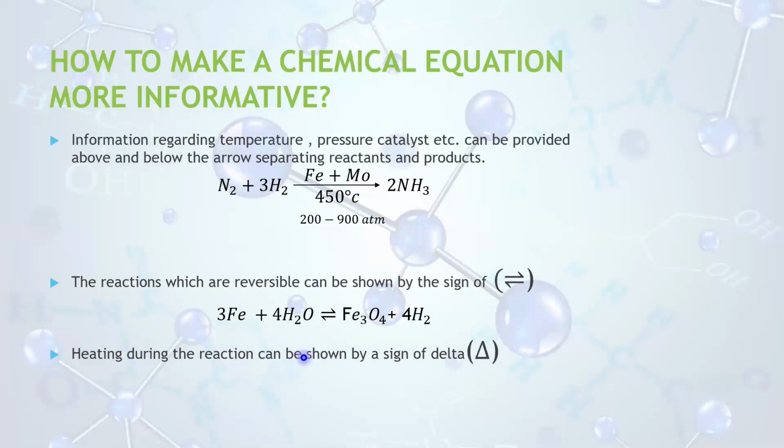Heating during the reaction can be shown by a sign of delta. If our reaction is absorbing heat energy or we have to heat the substances, then we can use the symbol delta. See the example, the decomposition of potassium chloride. We are using the symbol delta over the arrow, which means we are heating the reactants.